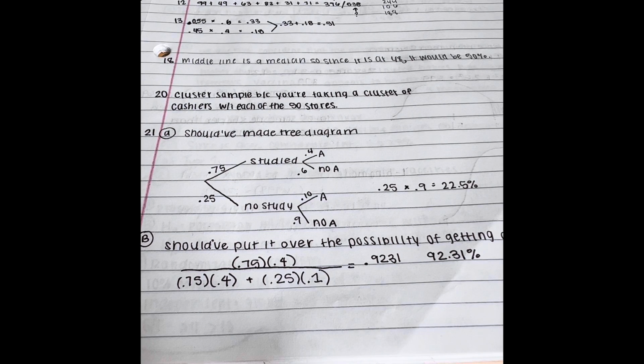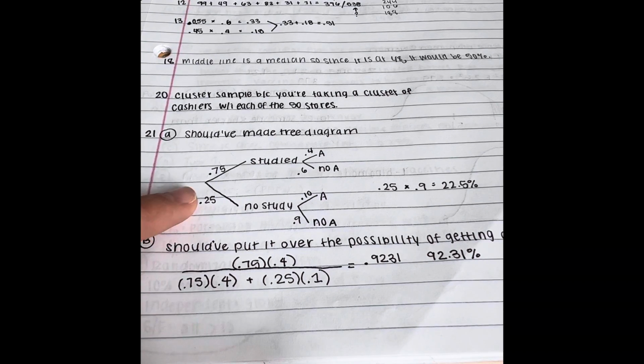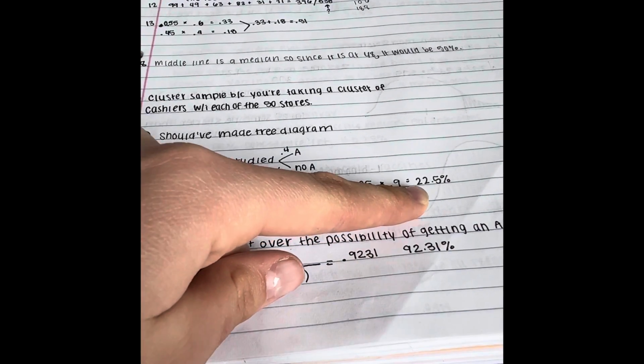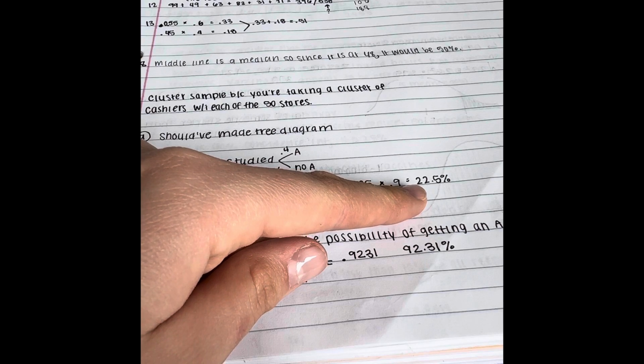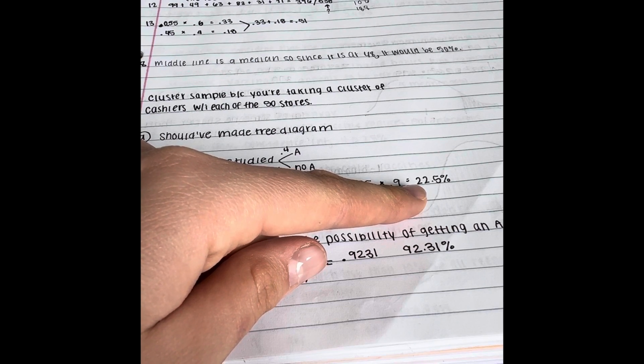And then you're simply just going to find the one that it fits. For 21A, it is what is the probability that someone didn't study and didn't get an A. So no study, no A. So you're going to do 0.25 times 0.9, and you're going to get 22.5%. So that's how you get 21A.